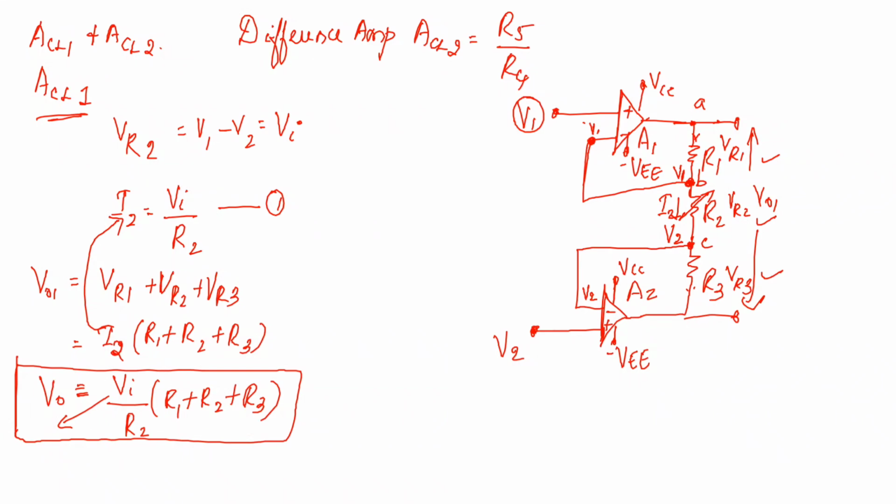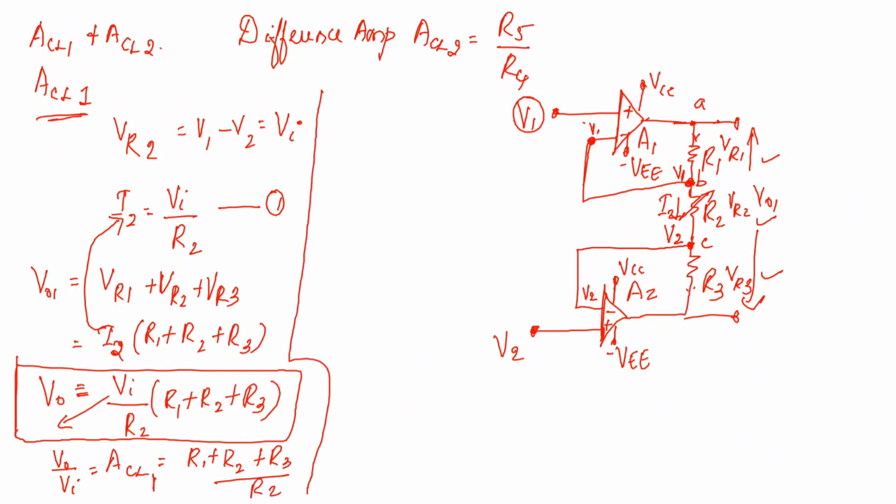If I bring this VI down, VO divided by VI is nothing but your closed loop gain ACL. ACL will be equal to R1 plus R2 plus R3 divided by R2. Let me take this as the gain of your first stage, so it is ACL1. Normally your value for R1 will be equal to that of your R3, so R1 is equal to R3. Therefore, what will be your ACL1? R1 and R3 are equal, so I can write 2R1 plus R2 divided by R2.